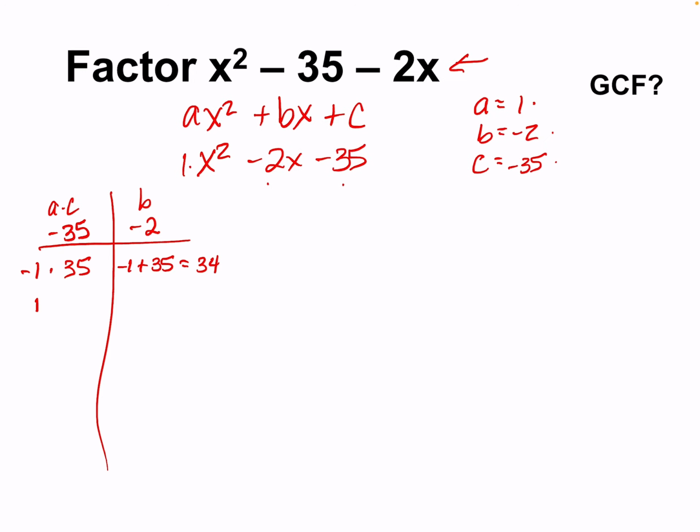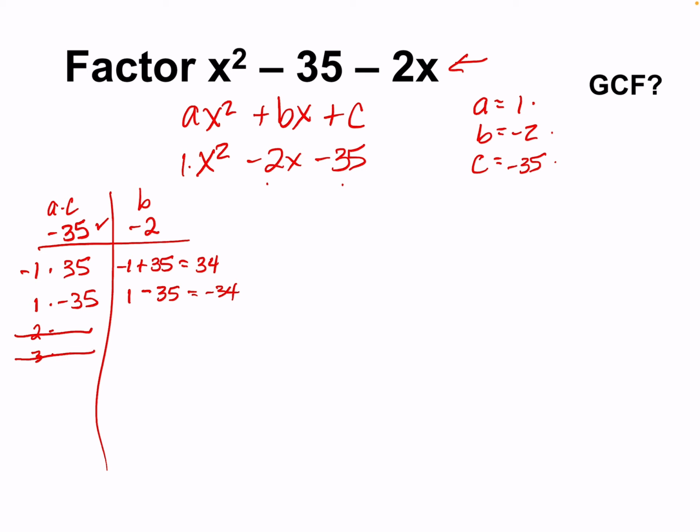Yeah, let's try 1 times negative 35. 1 times negative 35 is still negative 35. What's 1 minus 35, or 1 plus a negative 35? That's negative 34. Okay, at least the sign of our answer is correct. All right. Is my negative 35 divisible by 2? Nope, not evenly. What about 3? Is it divisible by 3? Nope, not evenly. Is it divisible by 4? Nope, not evenly. Is it divisible by 5?